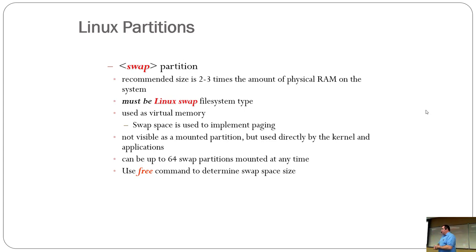Essentially, it's so that you have enough room to swap everything out. It has to be a Linux swap file system. It's used as virtual memory. So if you have a big program that uses lots of RAM and you have other processes running in memory, those other processes get suspended and basically their active memory gets copied to the disk, freeing up RAM for the RAM-intensive process.